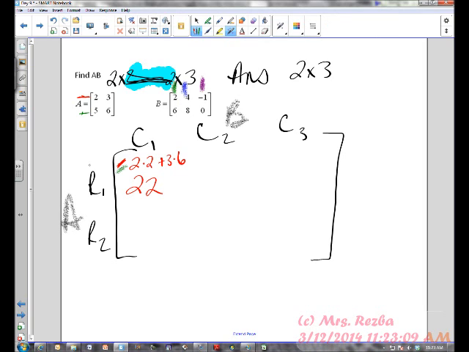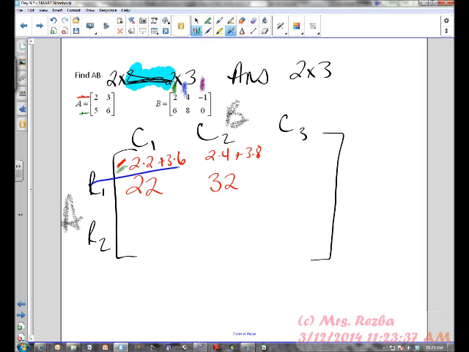Next, I'm going to go row 1, column 2. So row 1 is going to visit column 2, which means the 2 is going to go to the 4 and the 3 is going to go to the 8. So we're going to have 2 times 4 plus 3 times 8. 3 times 8 is 24. 24 plus 8 is 32, I think, hopefully.